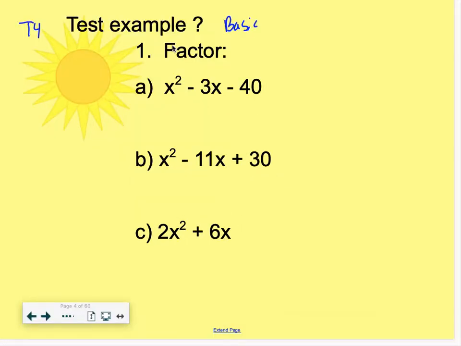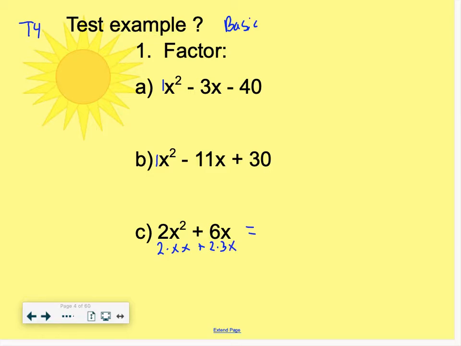These are the basic level questions. And the first thing you should ask yourself is, are there any greatest common factors? Well, there's no greatest common factors for the first two, but for the last one, they both have a common factor of 2 and x.